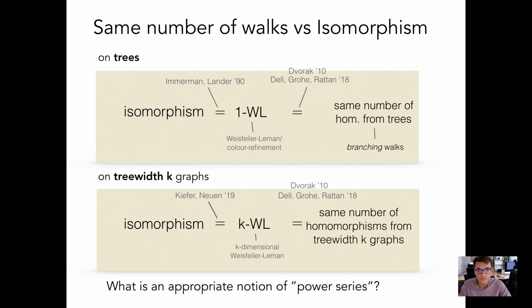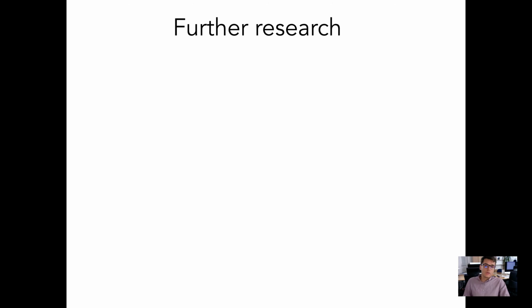And counting patterns is a broadly studied area in algebraic graph theory, and there are algebraic objects like power series or polynomials that count patterns. However, what is an appropriate notion of power series in this case? We don't know. So to summarize, our equivalence up to same number of walks is done the following way.